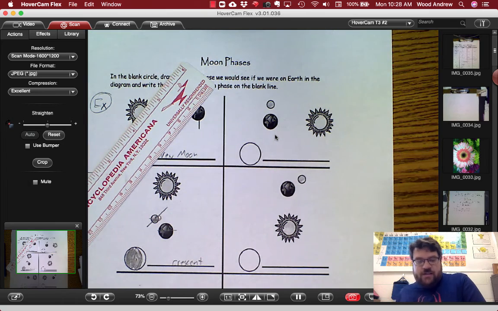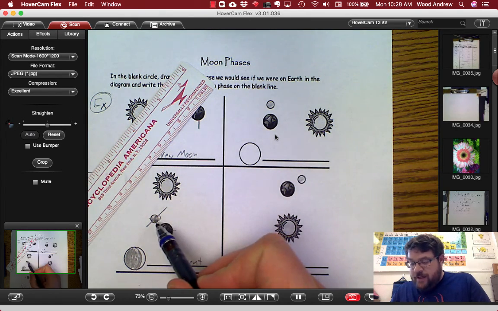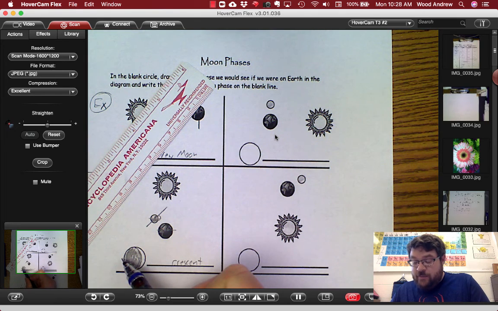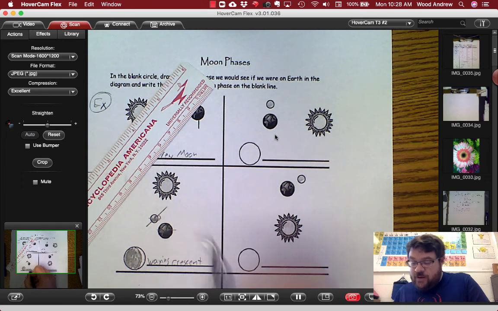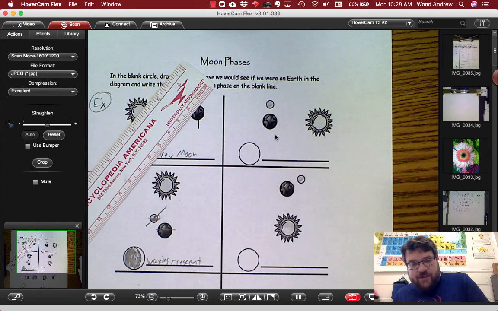So the question is, is it a waxing crescent or a waning crescent? And remember, if it's the right-hand side, that means it's going to be progressing, getting bigger, so this would be a waxing crescent. If it's getting smaller, be the left-hand side, it'd be a waning crescent.